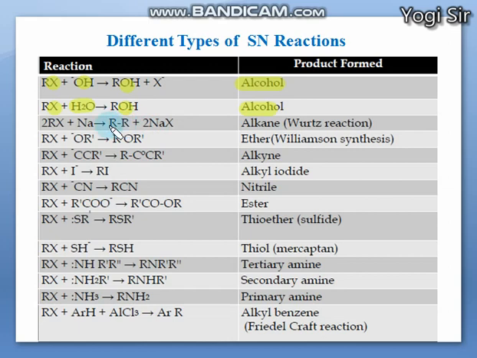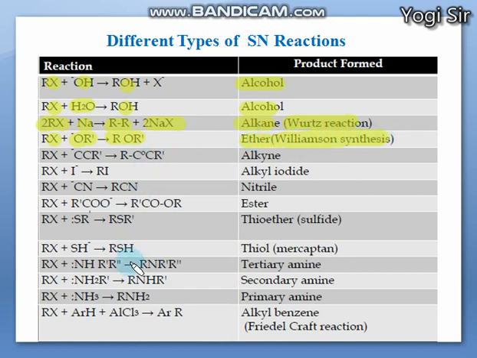Similarly, another reaction is the Wurtz reaction. Sodium will react with halogen to produce NaX, and these two moles of R functional groups will combine to produce a hydrocarbon, that is, an alkane, and we know this reaction as the Wurtz reaction. In the same way, this alkoxide ion, which is a nucleophile, will displace this halogen to produce ROR, that is, an ether, and this reaction is also named Williamson's synthesis. It's one of the important reactions.